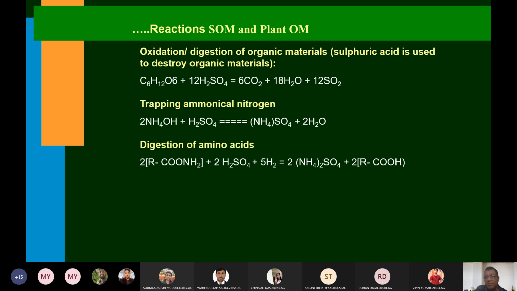In soil, you also have ammonium, which is part of the mineral nitrogen. So this ammonium, suppose it is ammonium hydroxide, will react with sulfuric acid and directly form ammonium sulfate. Now, digestion of amino acids: organic material will also have nitrogenous compounds like proteins or amino acids, whatever it is. So RCONH2 plus sulfuric acid plus H2 will make your ammonium sulfate.